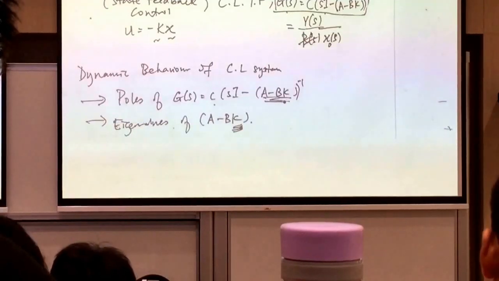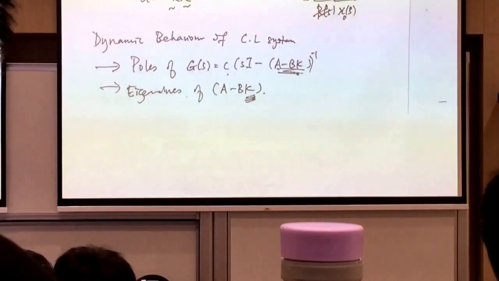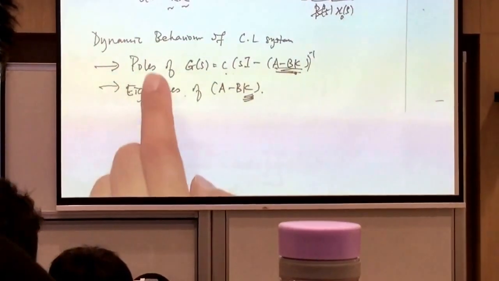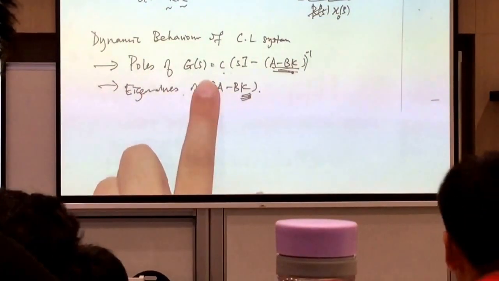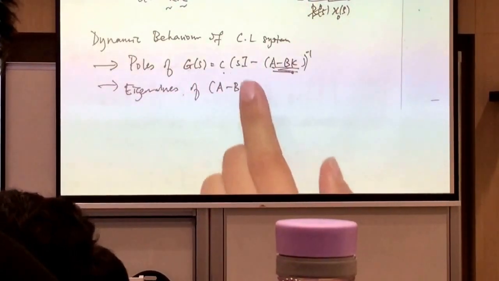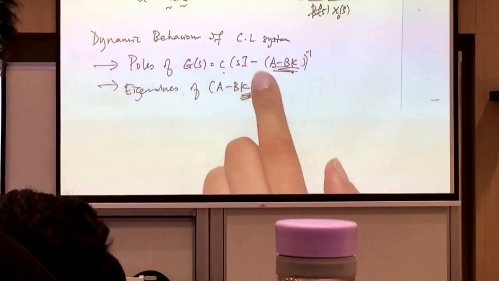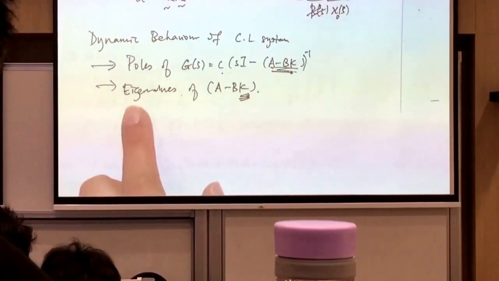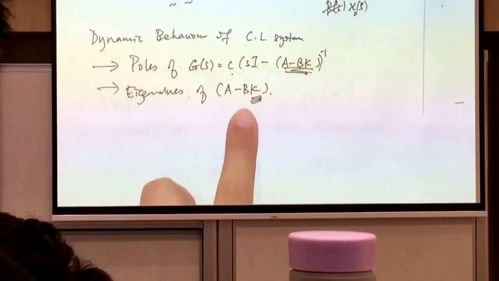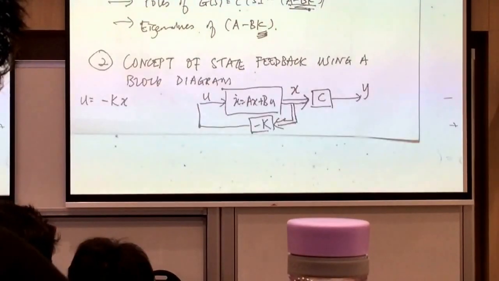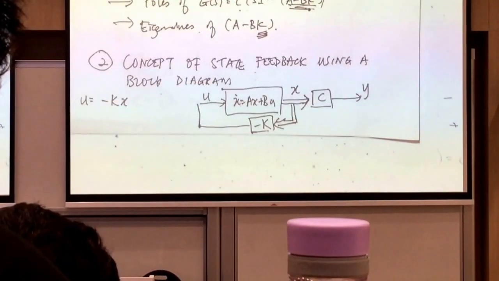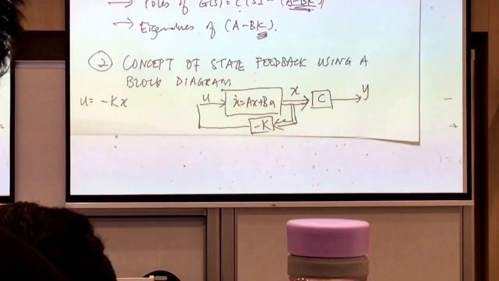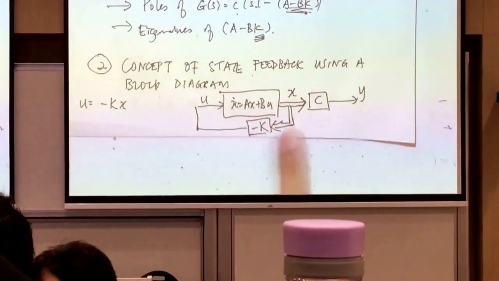Dynamic behavior is one thing that you ought to know. We have gone through this many times. When you look at dynamic behavior of the closed loop system, we look at the poles of the transfer function. And what are the poles of the transfer function? We take the determinant of sI minus (A minus BK), and we are looking at the eigenvalues of A minus BK. This is very important because year on year we always ask, we illustrate the concept of state feedback using a block diagram. So you need to draw this for us, and x is a vector, double line.